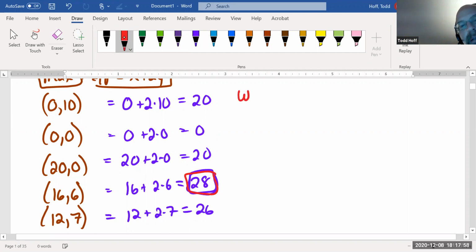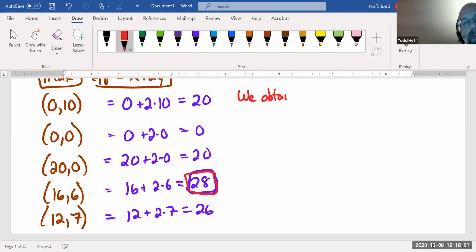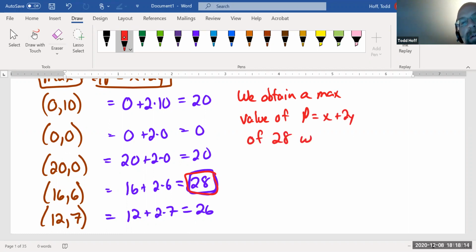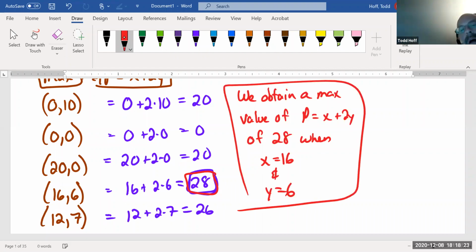So we obtain a maximum value of p equals x plus 2y of 28 when x equals 16 and y equals 6. So my WebAssign is going to ask you for the values of x and y, the ordered pair. It's also going to ask you for the maximum value or the minimum value of the objective function, depending on whether you're maximizing or minimizing.